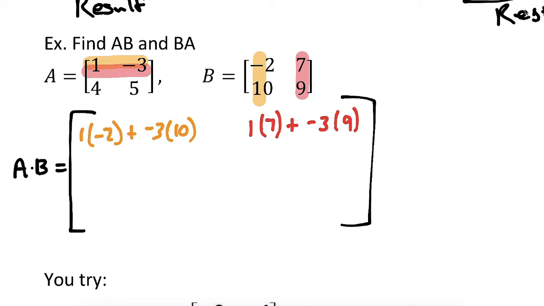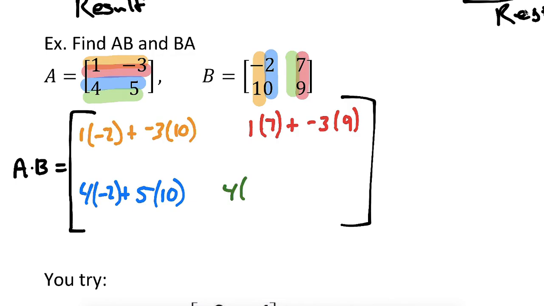So if we do it again, row times column. 4 times negative 2 plus 5 times 10. And the last one, row times column. 4 times 7 plus 5 times 9. And then we can just calculate the result on this.